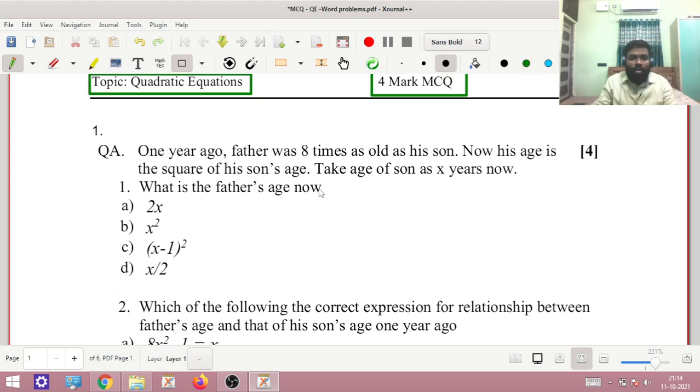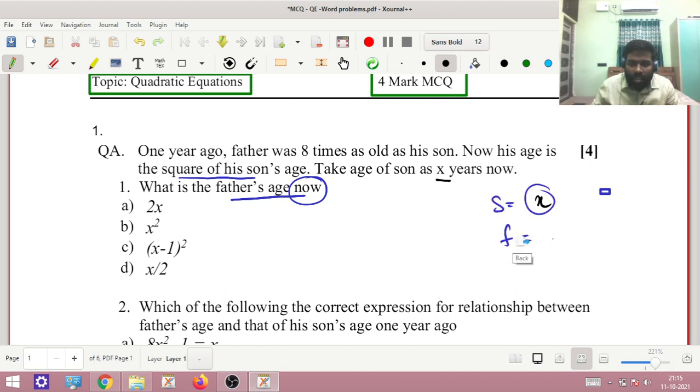The first question is an age based question, which is quite confusing, but don't worry. One year ago, father was 8 times as old as his son, and now at present his age is the square of the son's age. Take the age of son as x. What is the father's present age? The condition for the present is the square of son's age, so the father's age is x square. This is our correct option.